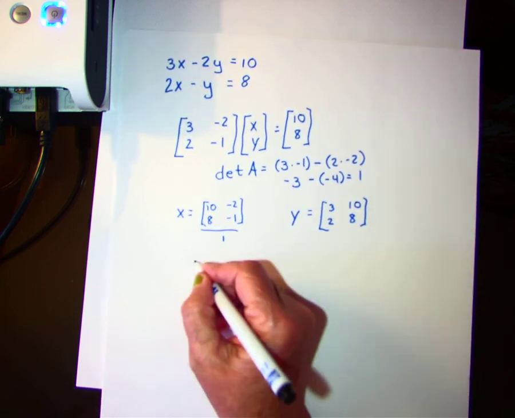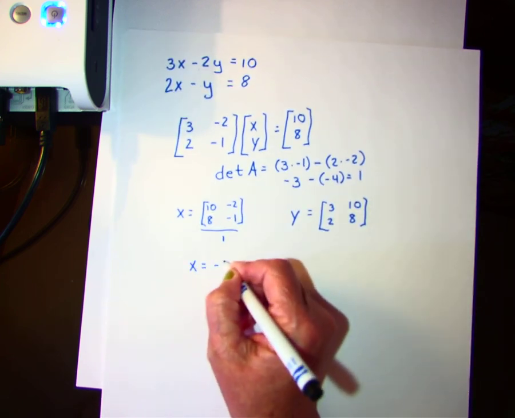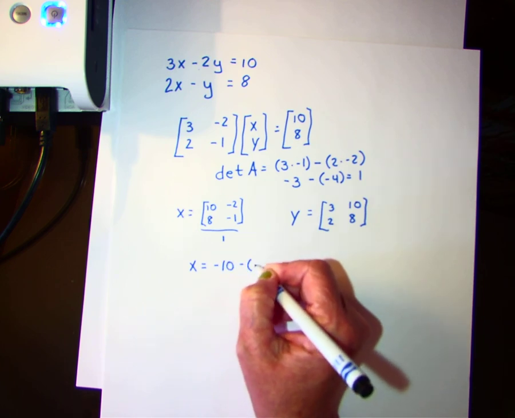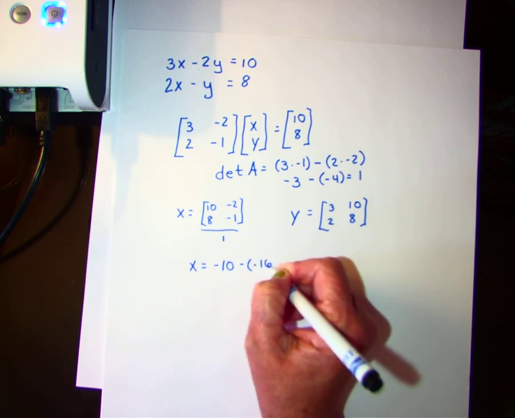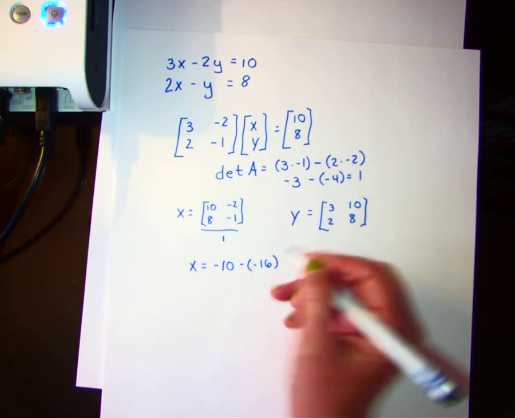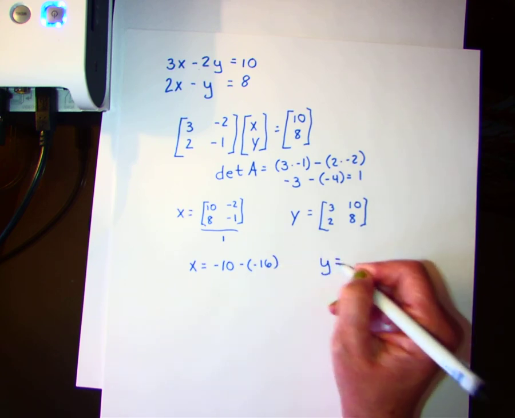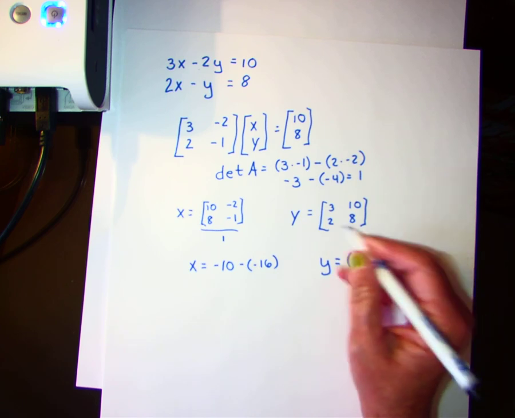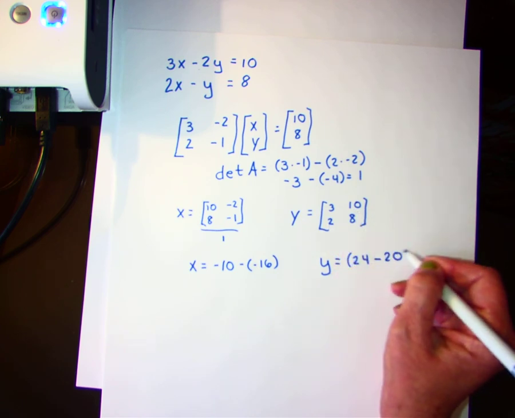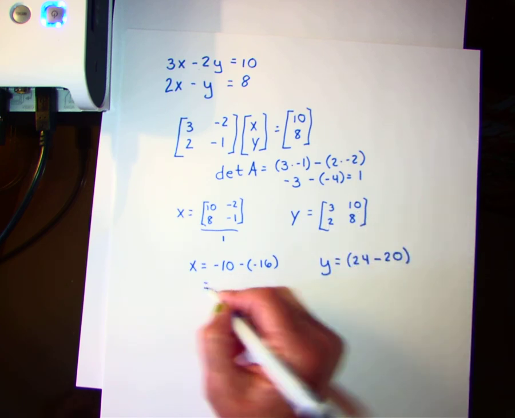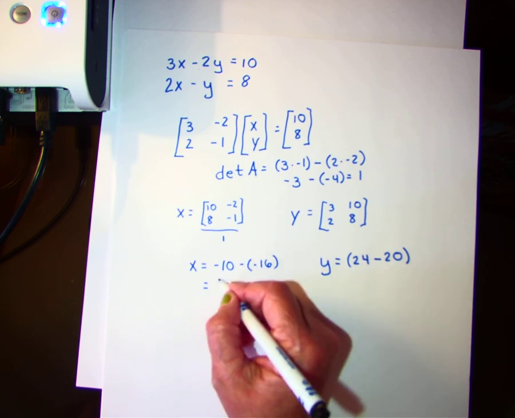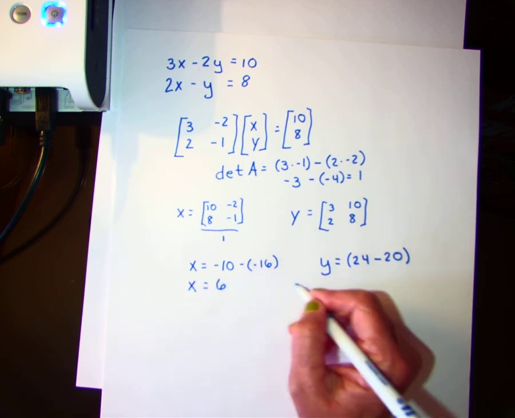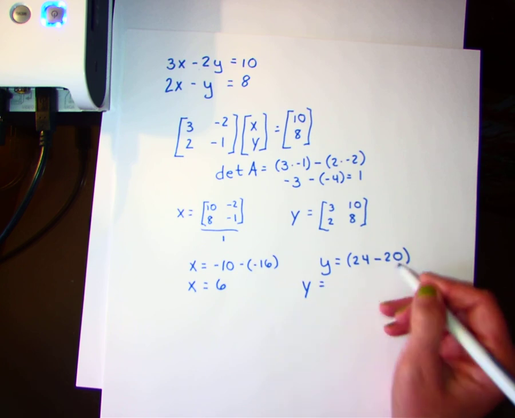So now my x is equal to negative 10 minus negative 16, 8 times negative 2. My y is equal to 24 minus 20. So now what I have is an x that's equal to 6, and a y that's equal to 4.